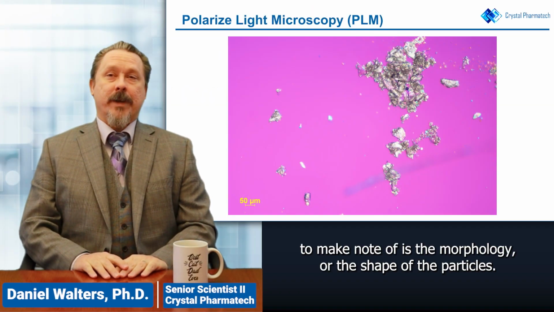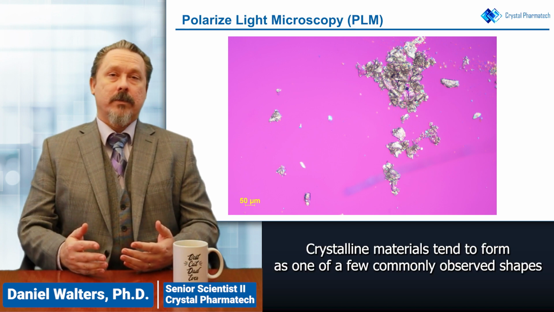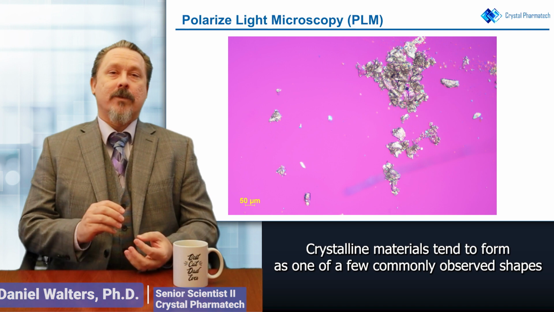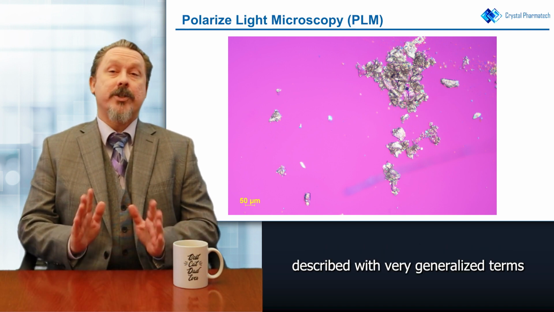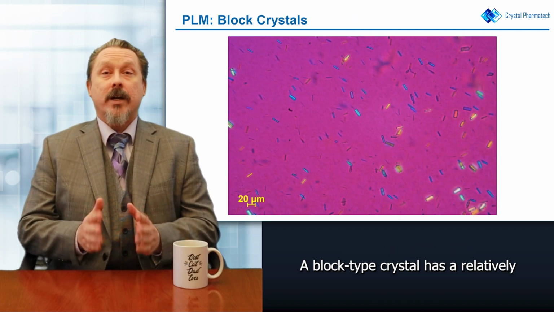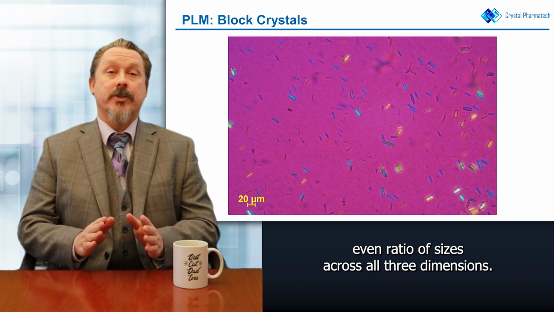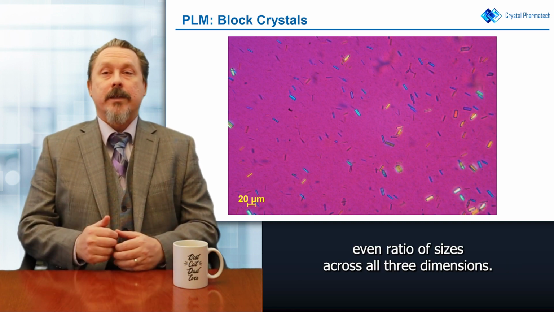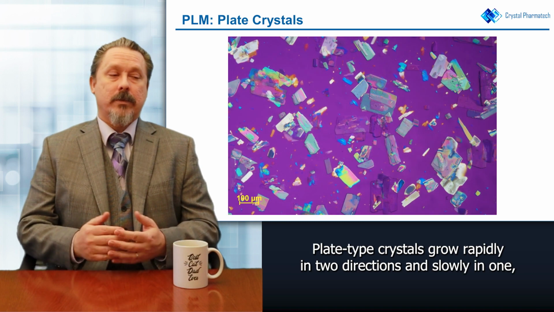One of the first aspects to make note of is the morphology, or the shape of the particles. Crystalline materials tend to form as one of a few commonly observed shapes, described with very generalized terms, focusing on the ratio of their dimensions. A block-type crystal has a relatively even ratio of sizes across all three dimensions. These are usually the most favorable and the easiest particles to work with.